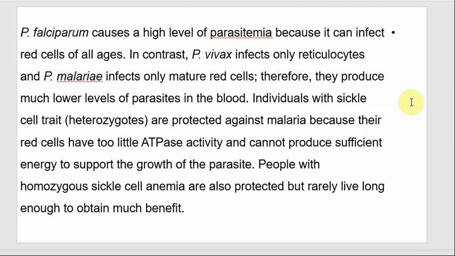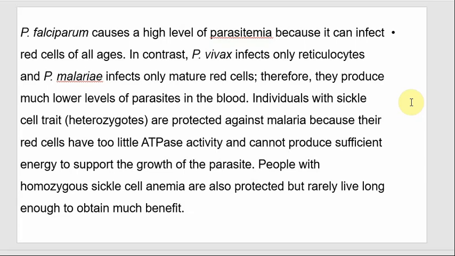In contrast, Plasmodium vivax infects only reticulocytes and Plasmodium malariae infects only mature RBC. These differences are very important, students, between the species, so focus on them. Therefore, they produce much lower levels of parasite in the blood.